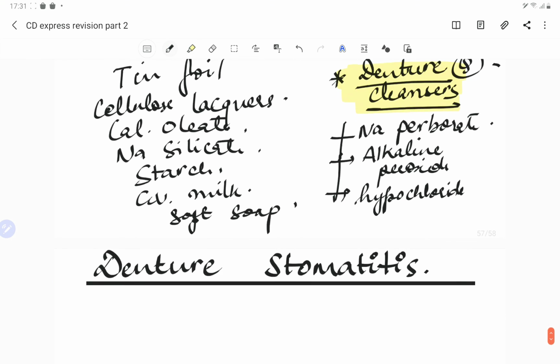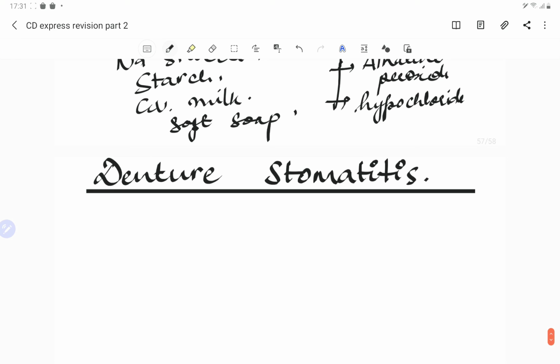Now, talking about the last topic in the complete denture in today's video is denture stomatitis. Denture stomatitis is also known as denture induced stomatitis. As the name suggests, I always tell you to break the term to understand the term better. Denture means denture, stomatitis means, stoma means mouth, itis means inflammation. That means a patient is having inflammation of the mouth due to the denture.